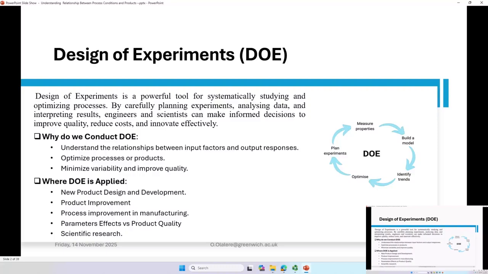The condition or the parameters at which you get the best response is what we call the optimal condition. That is what we call optimization. You are optimizing something. Let's now give an example, maybe at industrial level.